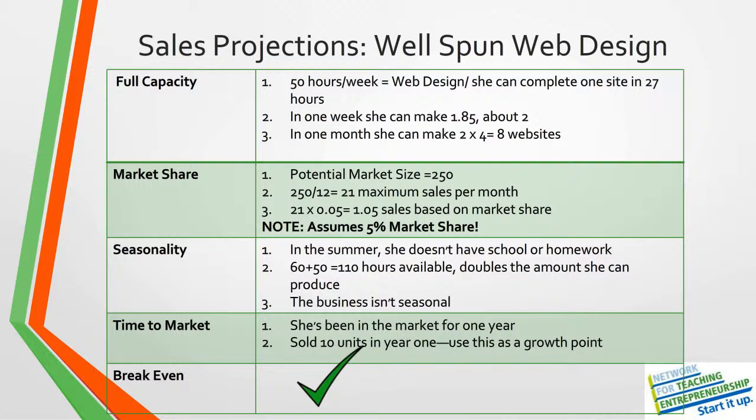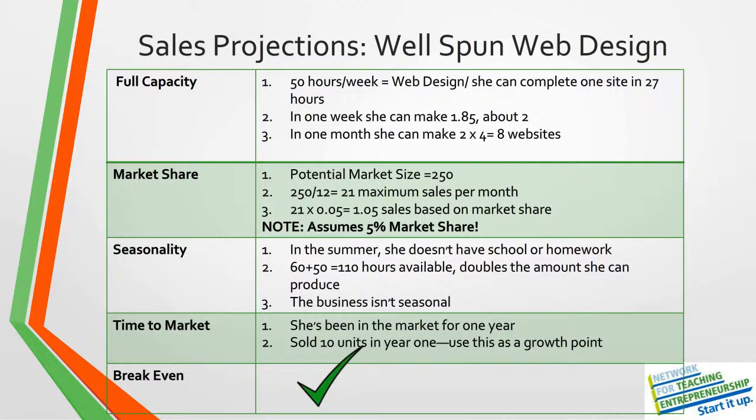If we look at her sales assumption based on market share, we know that her potential market size is 250. The maximum sales she could make based on her potential market size is 250 divided by 12 per month. So that's 21 maximum sales per month. If we take that 21 websites and multiply it by our assumed market share of 5%, we see that her sales based on market share is much lower, at 1 website per month.